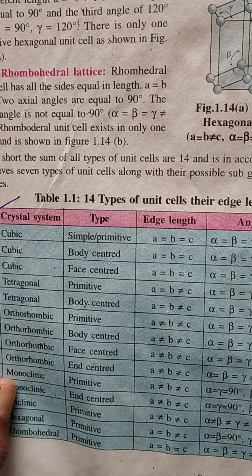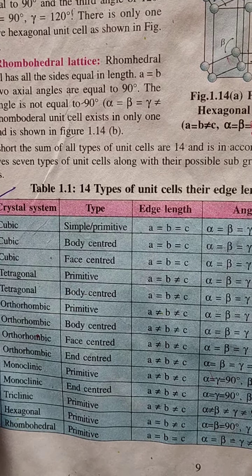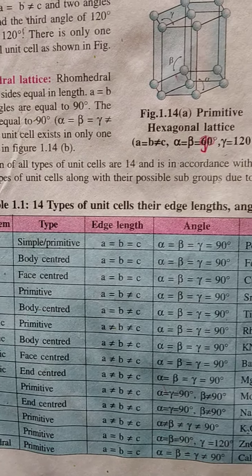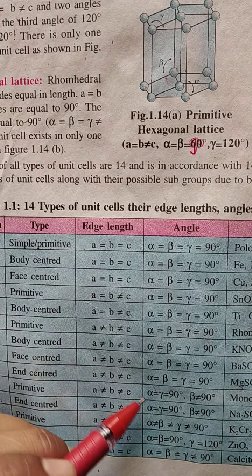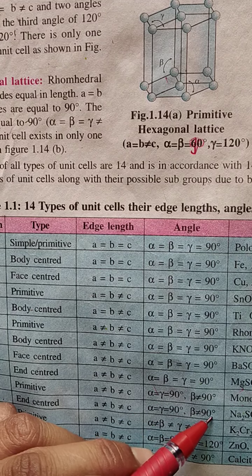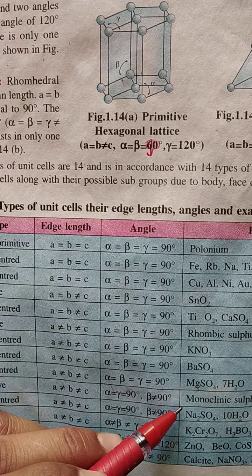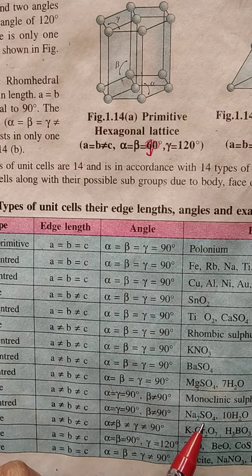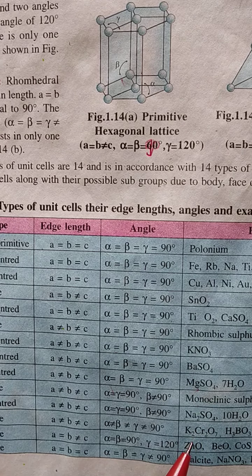The next type is monoclinic. Monoclinic has two types, primitive and end center. In this all edge lengths are not same. Bond angles alpha and gamma are 90 degree, but beta is not 90 degree. The example of primitive monoclinic is sulfur, and end center monoclinic is Na2SO4 and 10H2O.